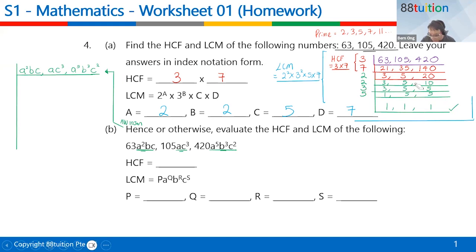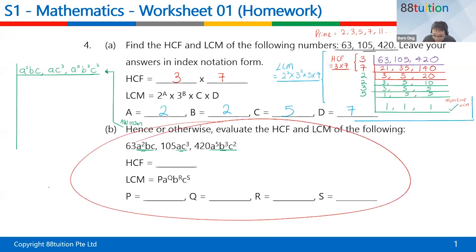For the LCM, you have to reach the objective of 1, 1. That's the objective for LCM, and the whole thing here will consist of your LCM. You write it as index notation or product of prime factors: 2 to the power of 2 times 3 to the power of 2 times 5 times 7. So this is what we did last week. I just want to give you a recap of this lavish method. Then the second portion, I gave as homework.